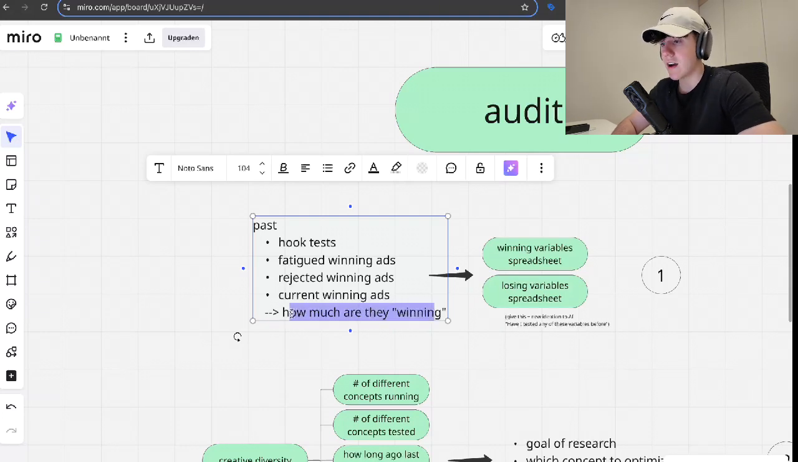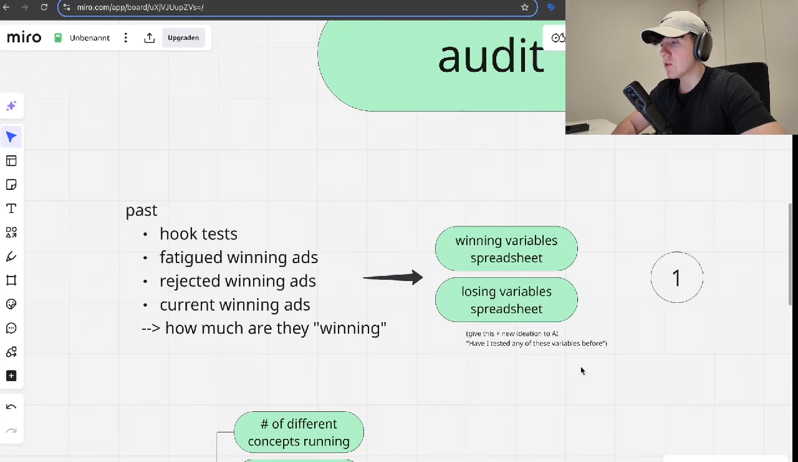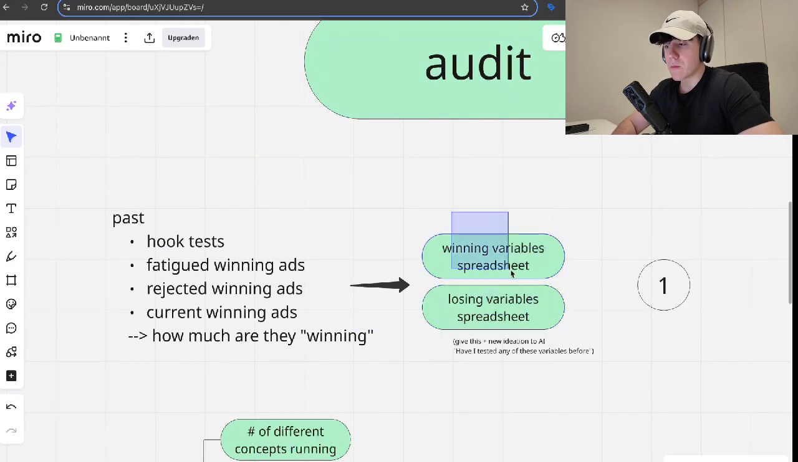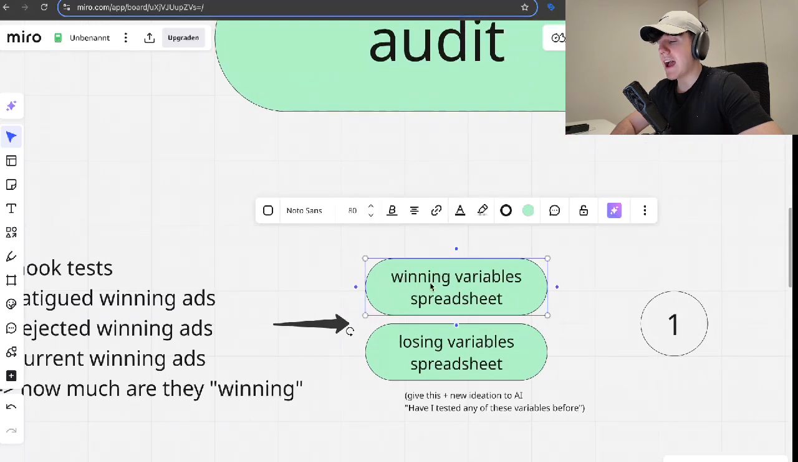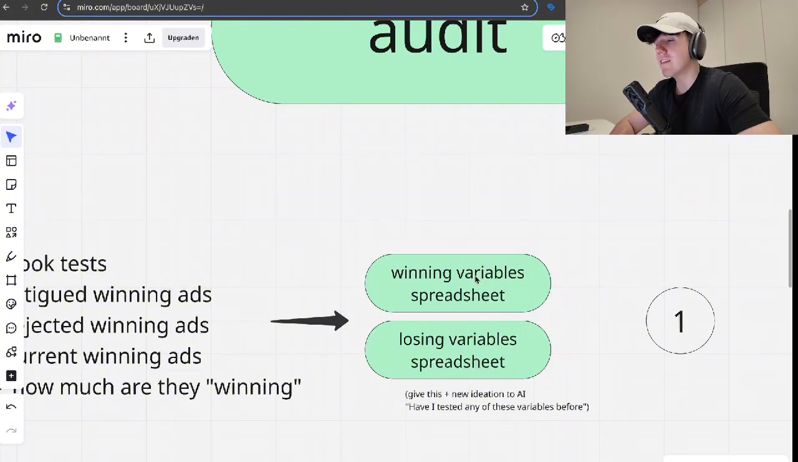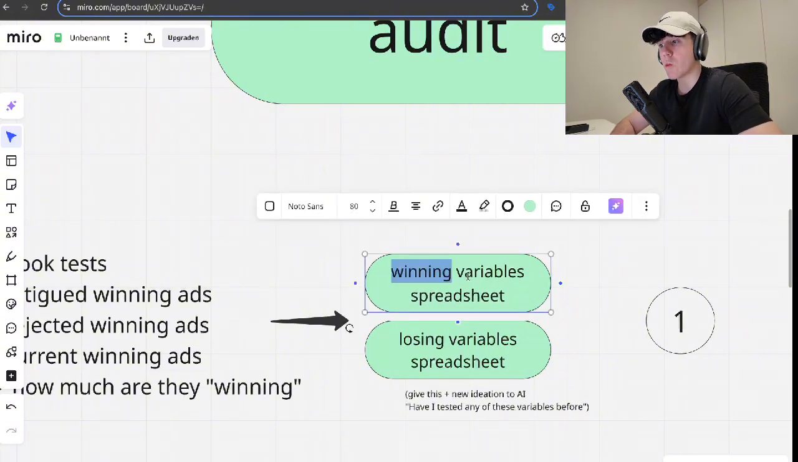You have to get out of this 0 or 1, yes or no type of thinking of winning or losing. No, it's actually how much is it winning? What exactly is working about it? So what you're going to do then is make 2 new spreadsheets. One of them has the winning variables on it, and one of them the losing ones. The winning variables spreadsheet is where you put every single thing about the ad that worked, that did well, everything that got a good metric, and how much exactly in terms of ad spend it held.